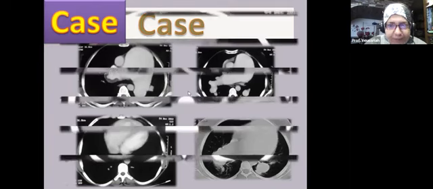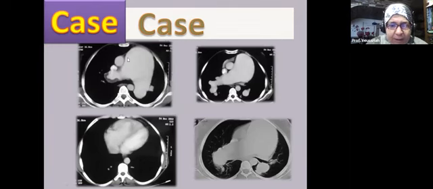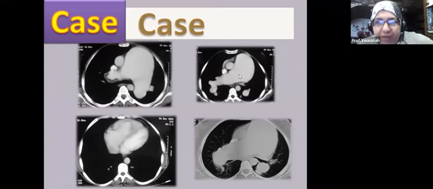Now, in this case, we have a pulmonary artery and its central branches, all of them enlarged. Is this an aneurysm? No, this is not an aneurysm. This is not focal dilatation. It's a dilatation of the main artery and all its central branches. This is what we call the sign of pulmonary hypertension.